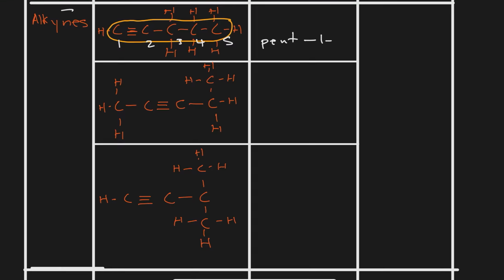Remember, an alkyne ends with Y and E. So now we have pent-1-yne. That is how we label an alkyne.